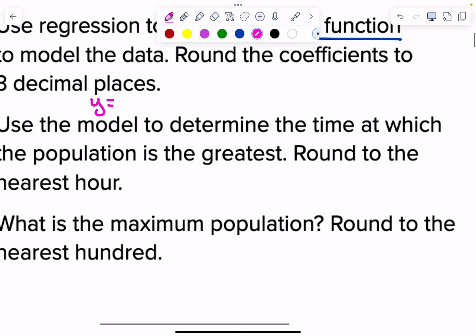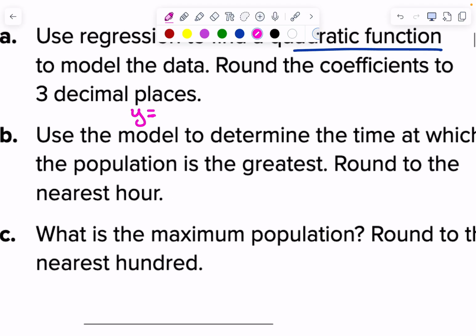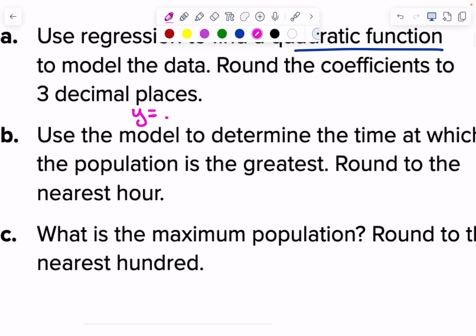You should have ax squared plus bx plus c. Give me what a is, to 3 decimal places. Negative 0.173 x squared. B is 8.312 x. C is negative 1.385, no, 1.386. So round it to 6. Okay, there is your equation.